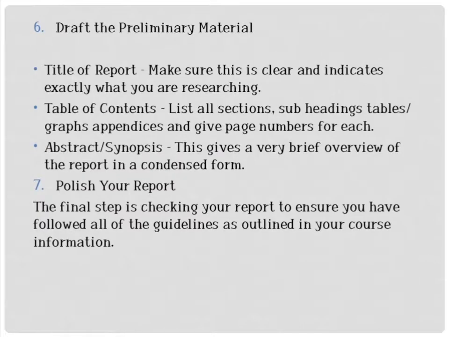Next step is draft the preliminary material. The first one is title of report. Make sure this is clear and indicates exactly what you are researching. And then table of content. List all sections, subheadings, tables or graphs, appendices, and give page numbers for each. And then abstract or synopsis. This gives a very brief overview of the report in a condensed form.